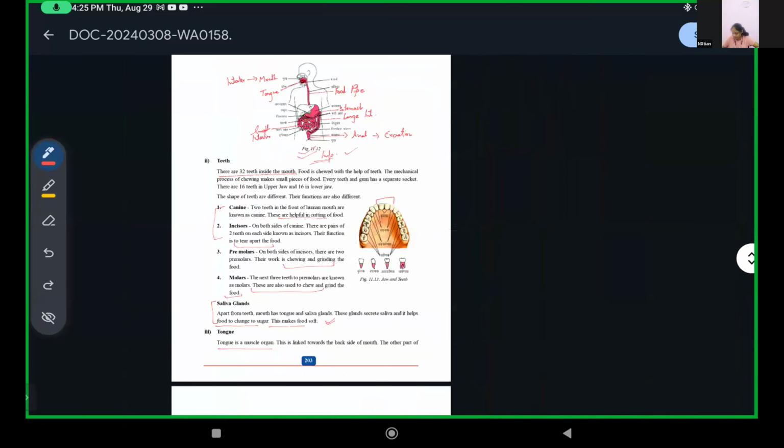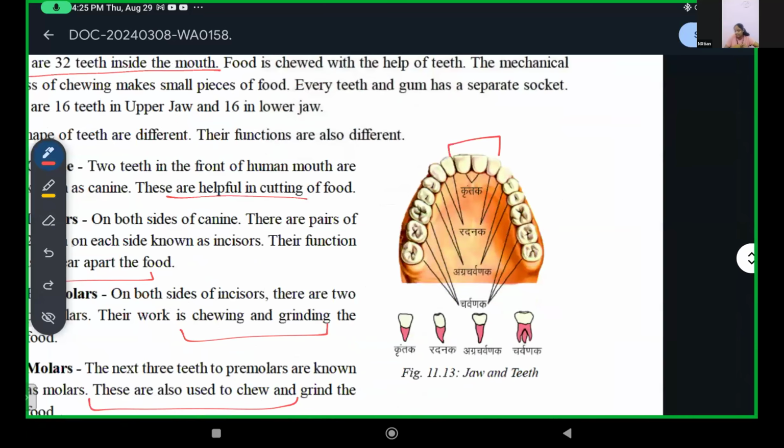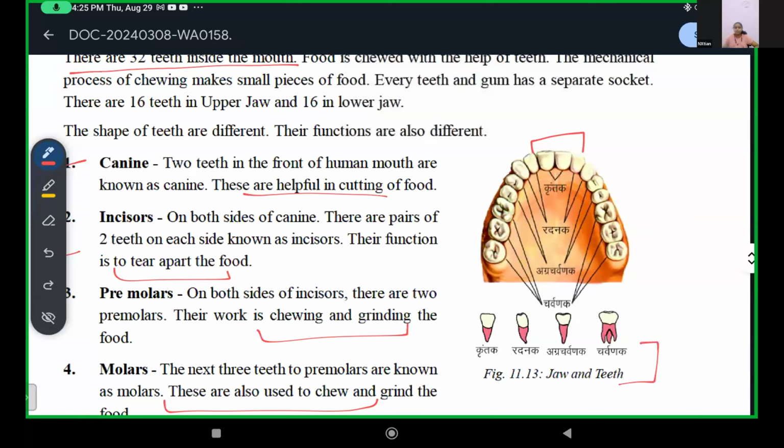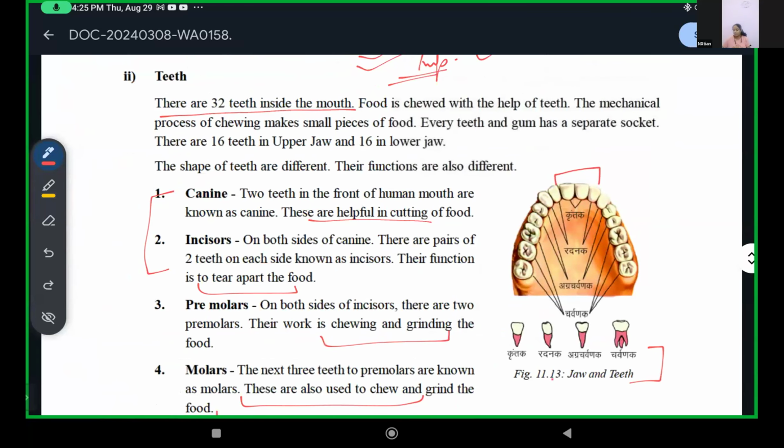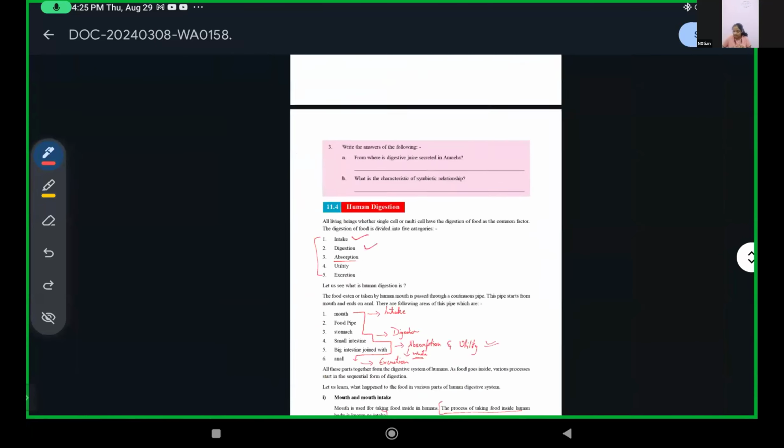Yeah, this diagram also has to be learned when you are explaining the teeth. When there's a question on the types of teeth present in our mouth, that time you can draw this diagram with the explanation. So this is also an important diagram. Both of them are important.